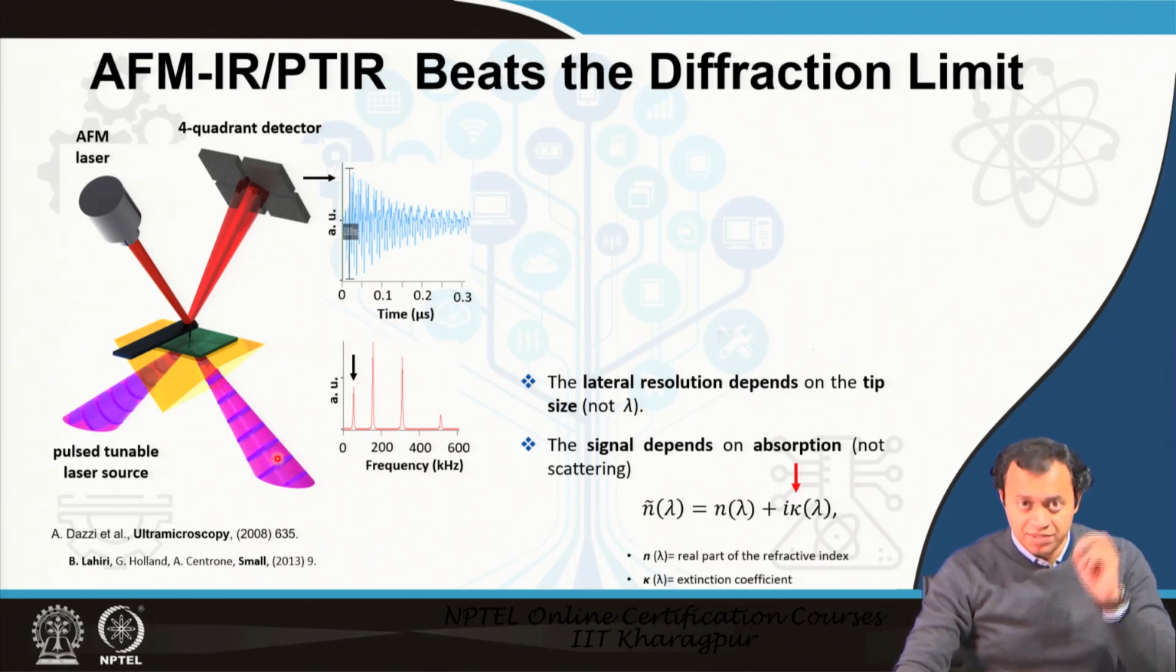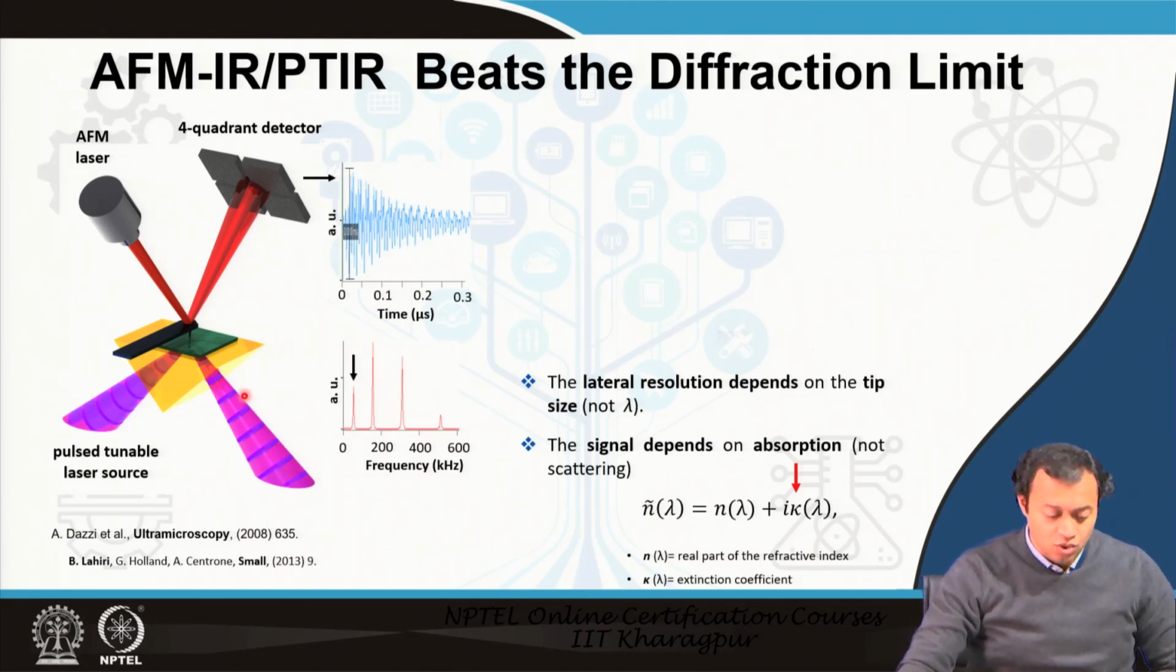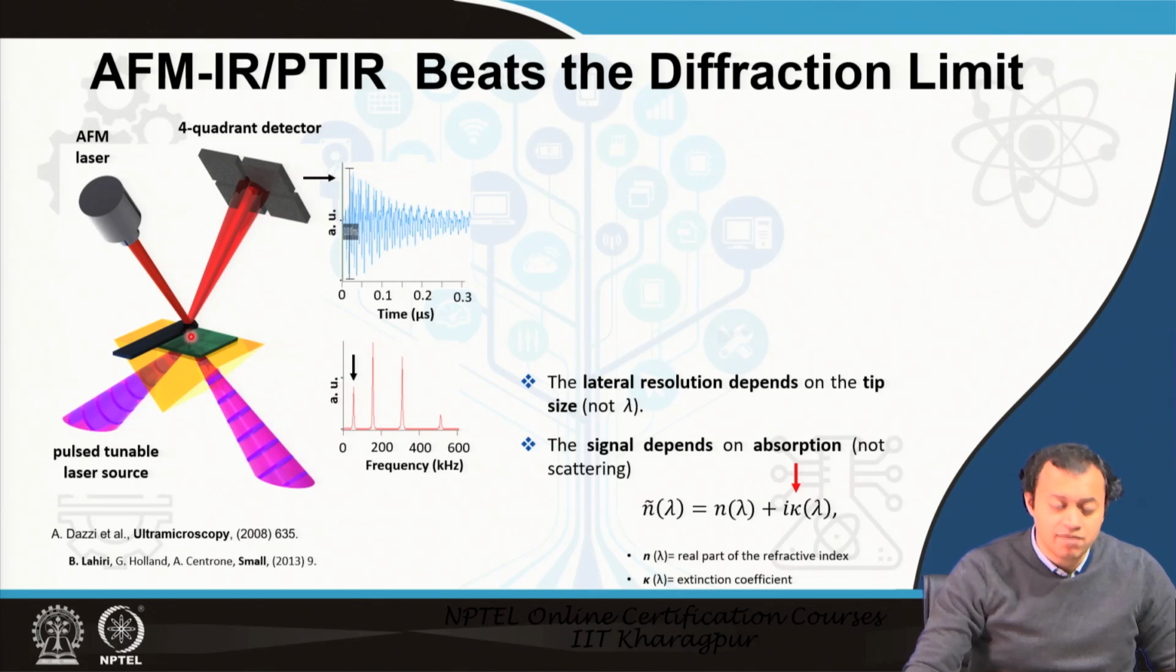There is a gap, it is a pulse laser. So, the sample gets enough time to dissipate the heat. When it has dissipated the heat, the sample has returned back to its original position. The cantilever has also returned back to the original position.